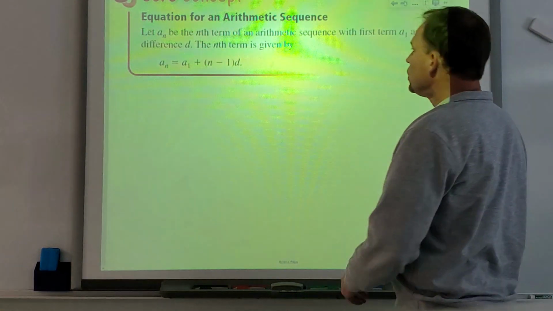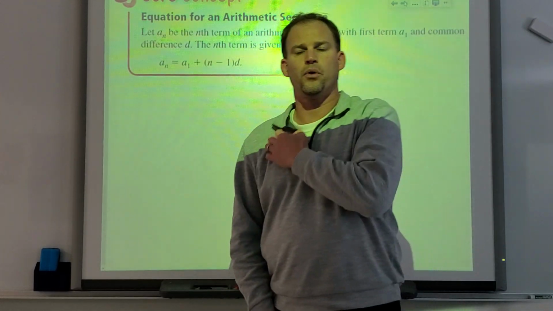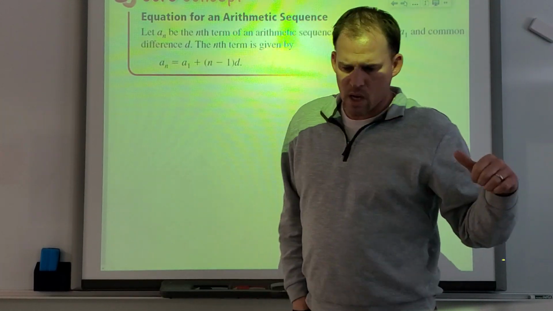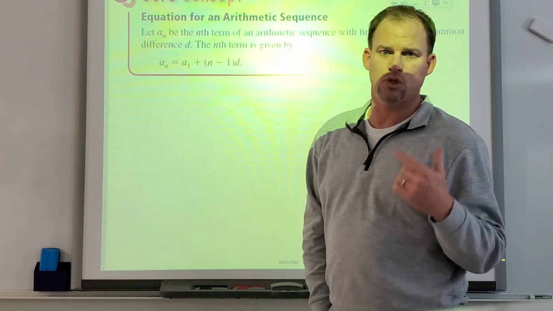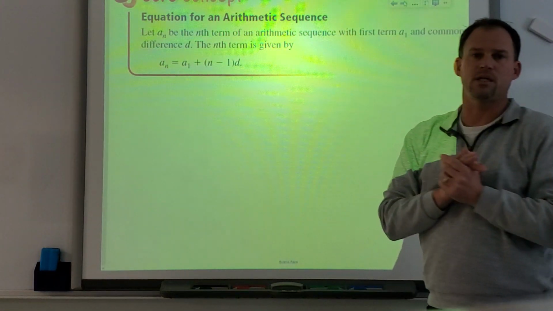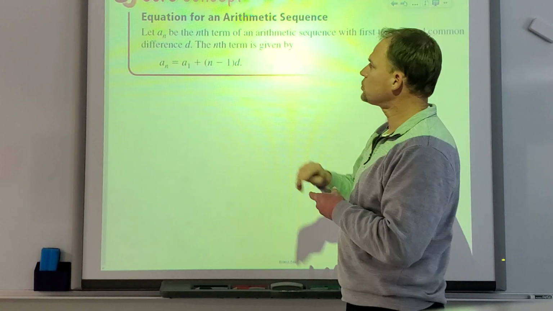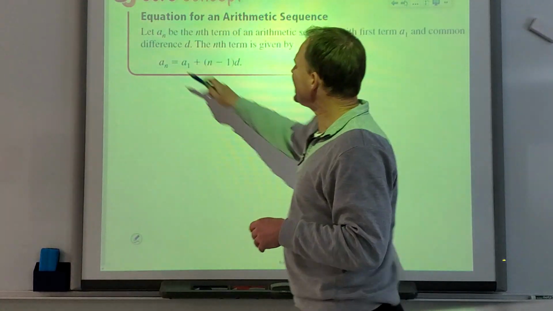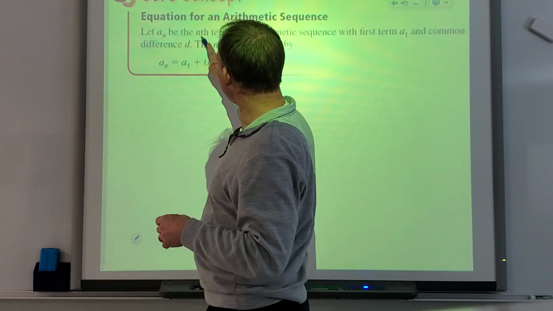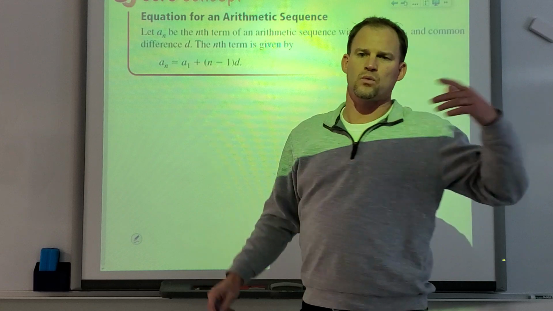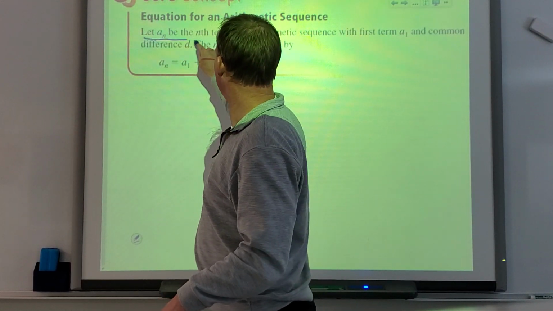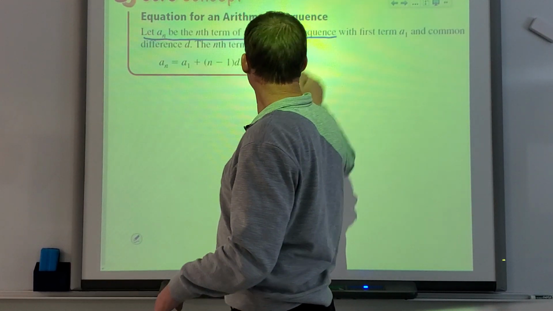All right, here we go. So yesterday we talked about the importance of common differences and what the common difference does to our line. Here we're going to put it into an equation form. So let a sub n be the nth term of an arithmetic sequence. What does that mean? So we need to talk about this sentence right here.